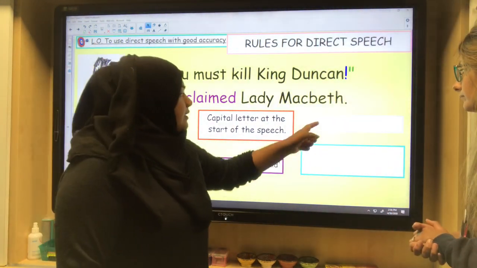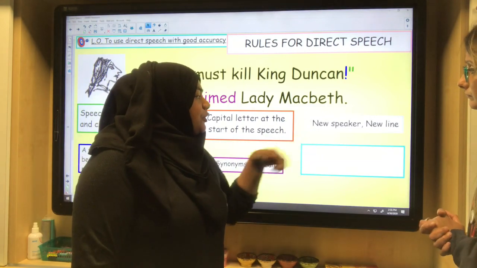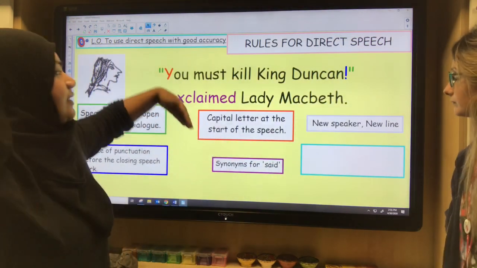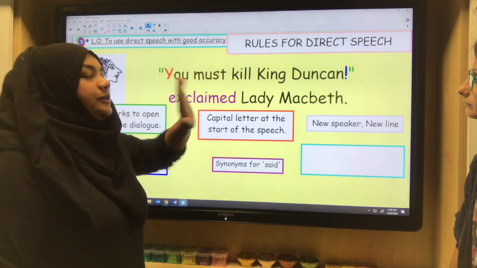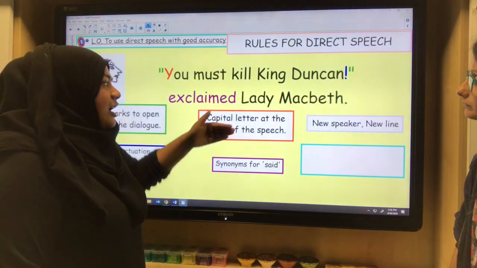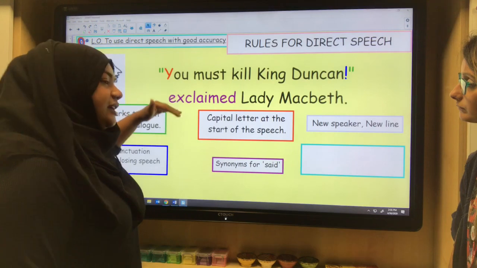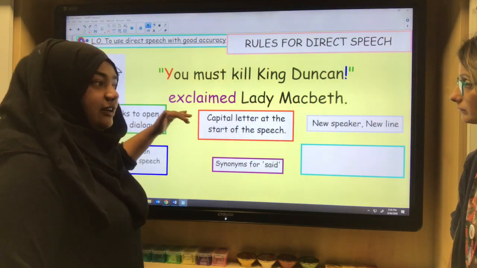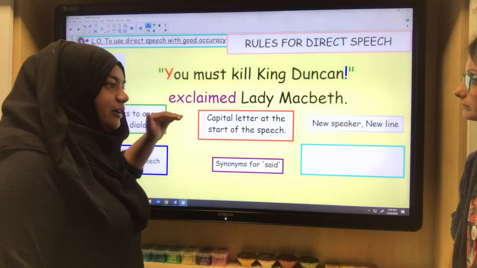Let's have a look at what this says. This is an important rule: new speaker, new line. If I had this sentence and then Macbeth was talking, it's a dialogue. If Macbeth is talking, I will need to start a new line because it's a new speaker. So I always remember: new speaker, new line. What is it, Mrs. Gale?